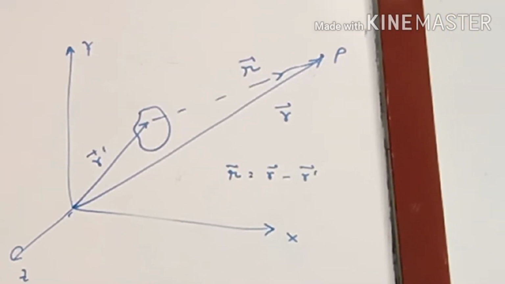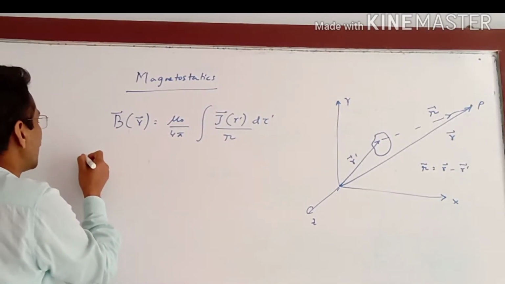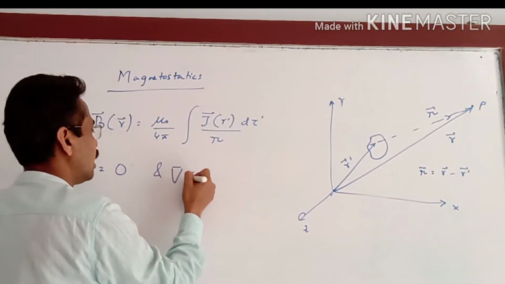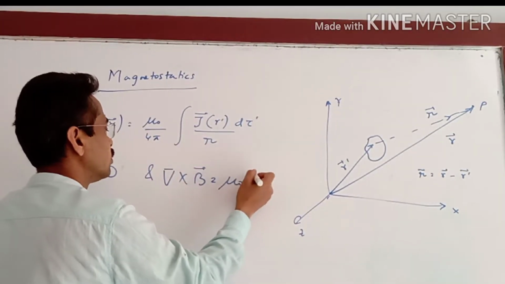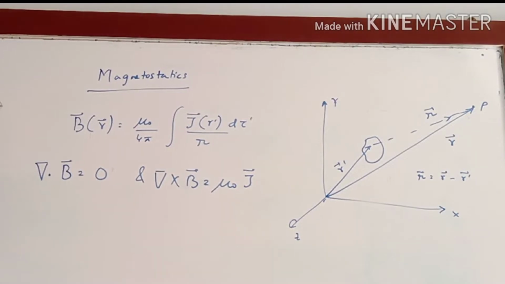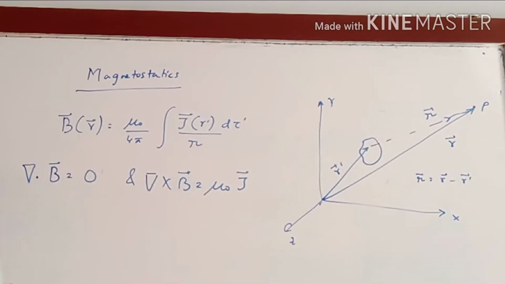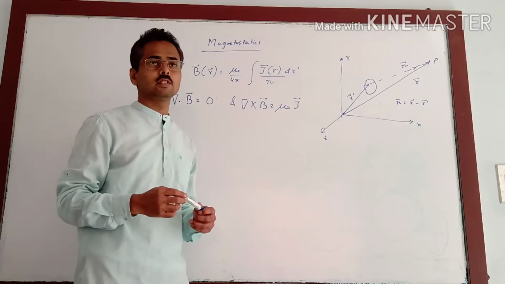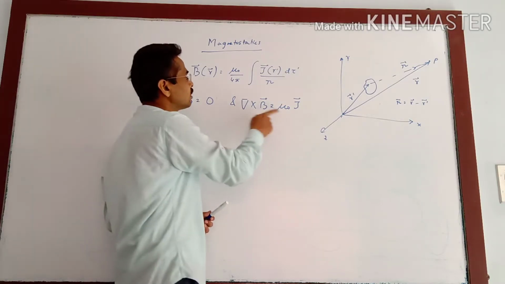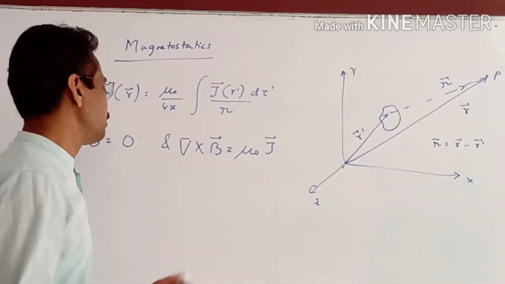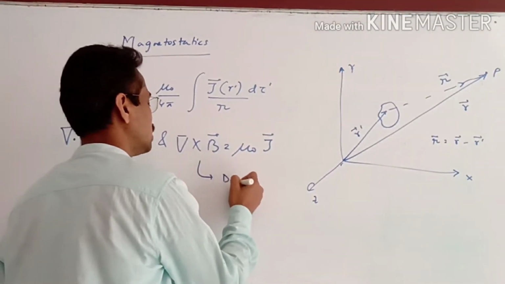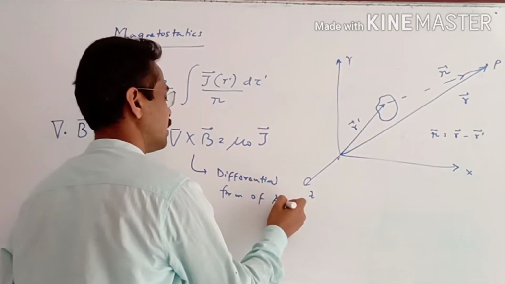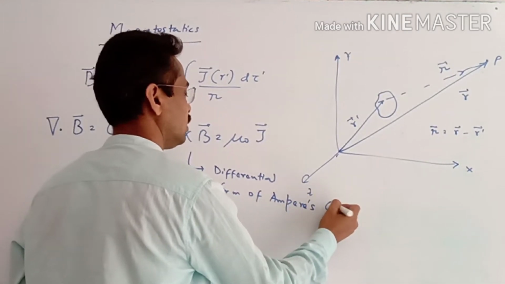We have further used this particular expression to prove that divergence of B is equal to 0 and curl of B is equal to mu naught times J. The divergence of B being zero has the physical meaning of the absence of magnetic monopoles: the magnetic field is a divergence-less field. And this particular expression is for Ampere's circuital law. This is called the differential form of Ampere's circuital law.